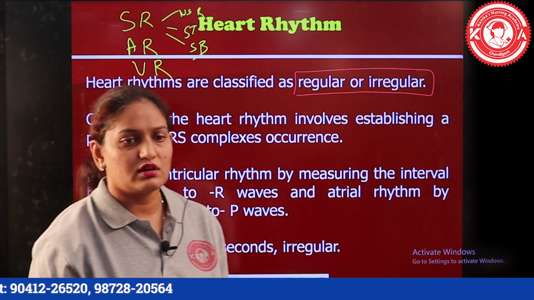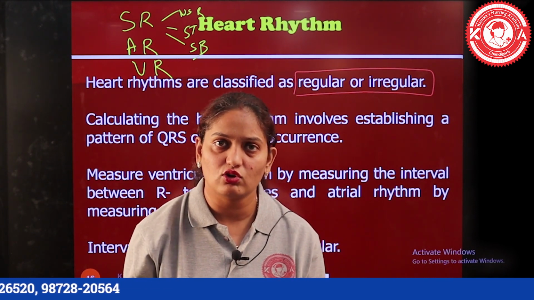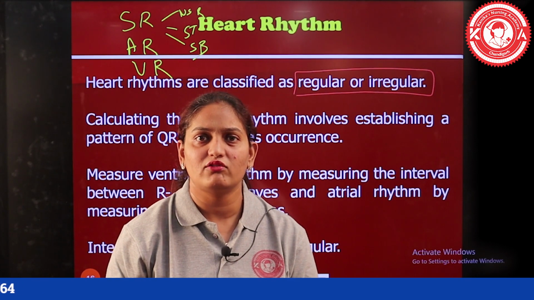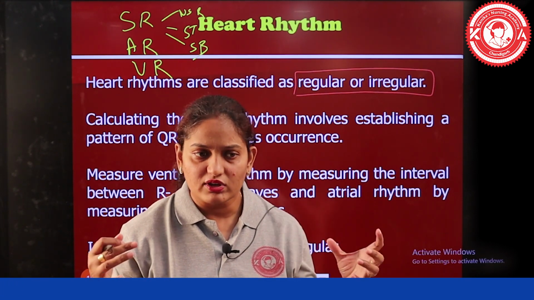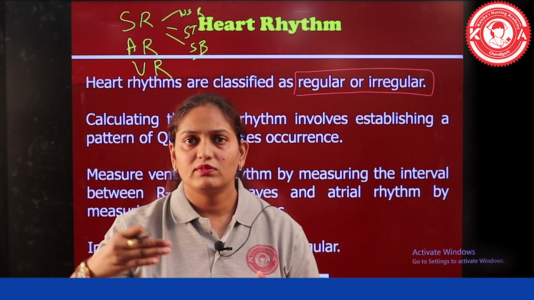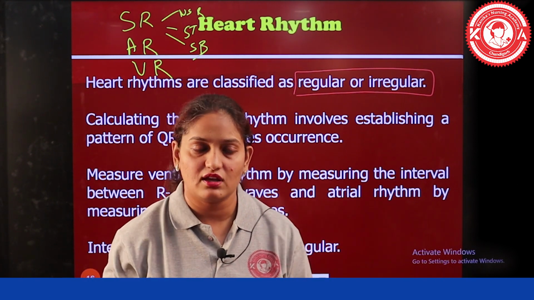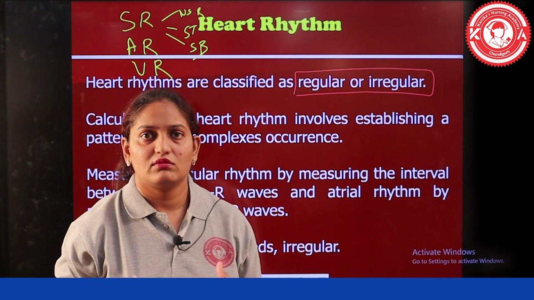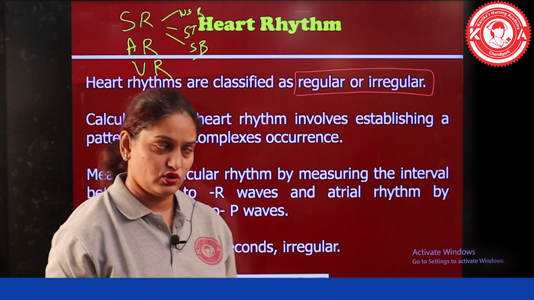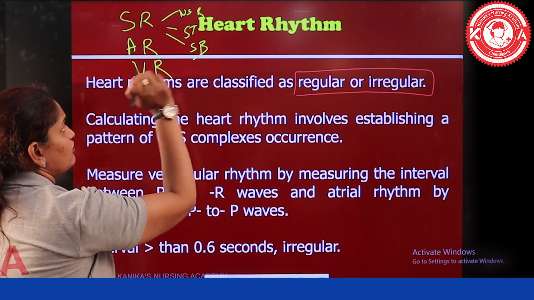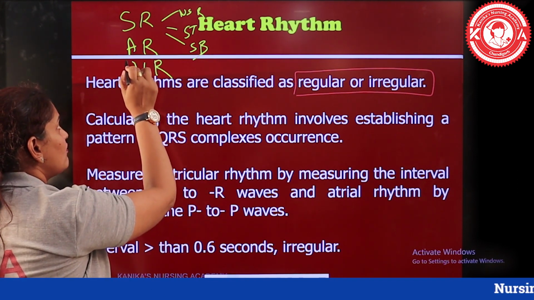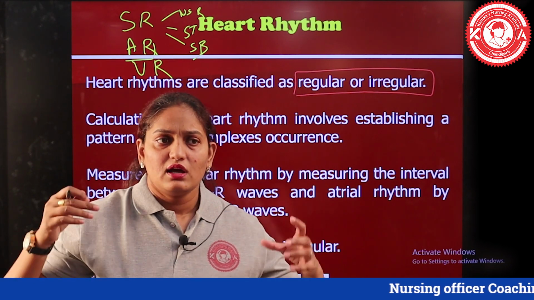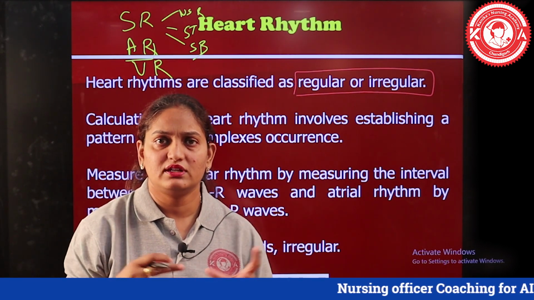If the sinoatrial node is functioning normally, but the heart is beating at a faster rate, for example while exercising or doing some vigorous activity when the heart rate becomes more, that will be sinus tachycardia. Sinus bradycardia is when the heart is beating slower than the normal or the usual.